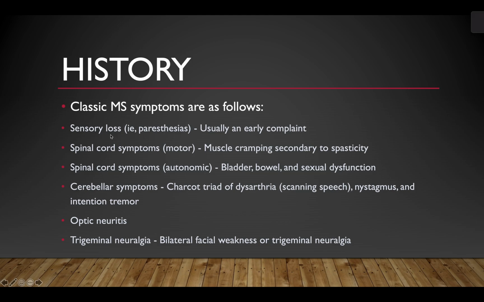History. So these are classic multiple sclerosis symptoms. So we have sensory loss, for example, paresthesia, which is usually an early complaint, and we have spinal cord symptoms, the motor type, for example, muscle cramping secondary to spasticity, and the autonomic spinal cord symptoms, for example, bladder, bowel, and sexual dysfunction.